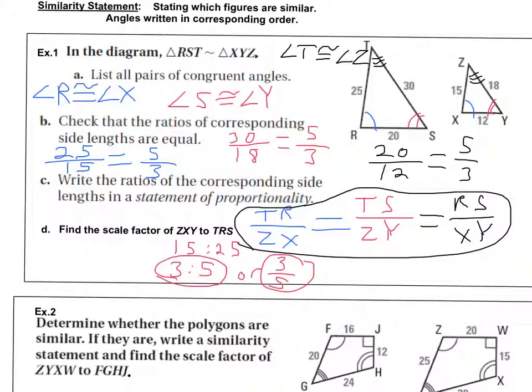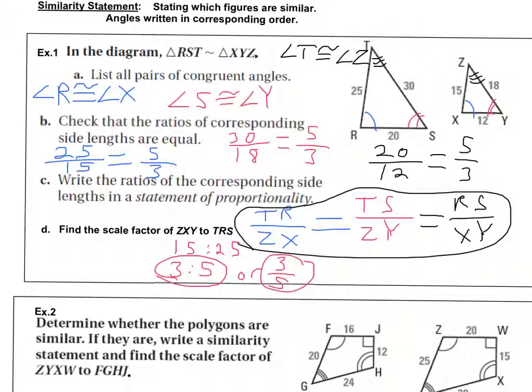Now, why is there a difference between that 3/5 and up here 5/3? Well, in part B, you could divide them in either order that you wanted to. I just did 25 divided by 15. We got 5/3, and then I kept it in that order for the other ones. But in part D, it specifically says compare ZXY to TRS. So I need to start with triangle ZXY and put TRS second. So the scale factor is 3 to 5. For every 3 that is part of the small triangle, the big triangle is 5.